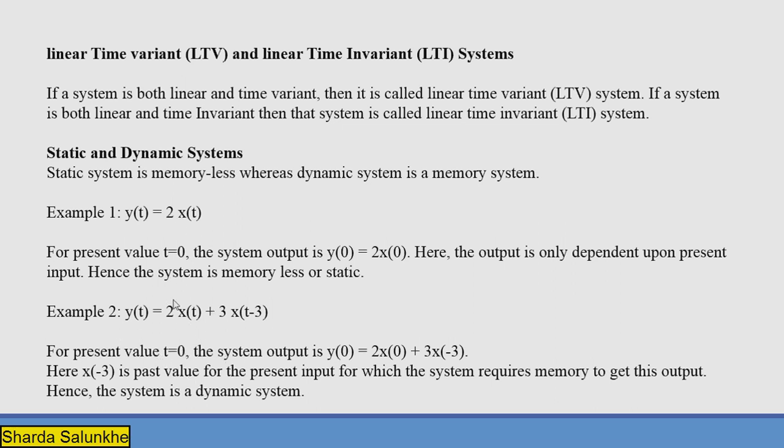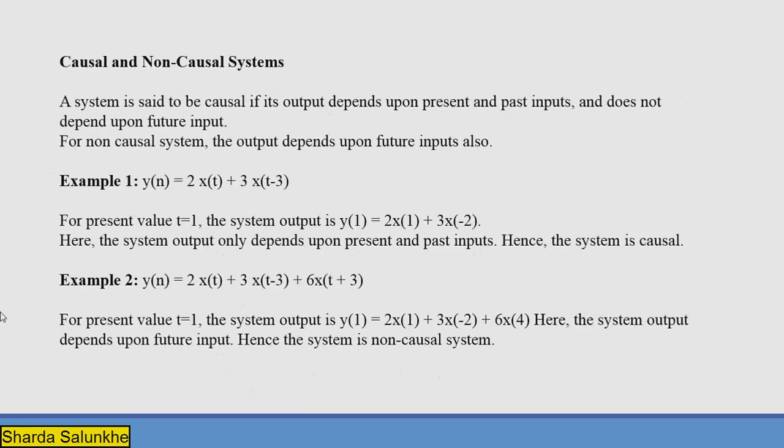But if you consider the second example, for the present value t is equal to 0, the output will become y of 0 is equal to 2x of 0 plus 3x of minus 3. Then x of minus 3 is the past value of the input, for which the system requires memory to get this output. Hence this system is called a dynamic system.